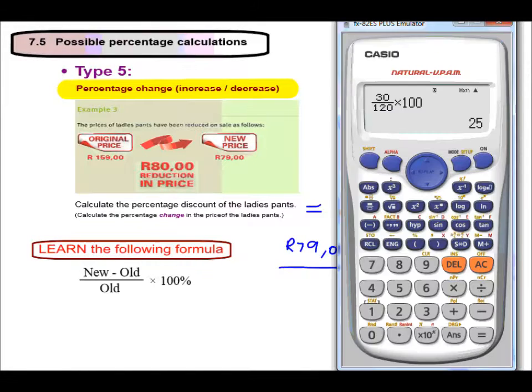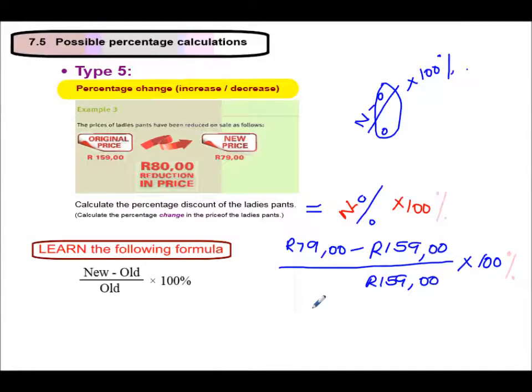You need to be mindful of this as you calculate. So we would go straight to the fraction button. My new price was 79 minus 159 over 159 times 100 equals negative 50.3144. So that is going to be negative 50.314 and so on percentage.